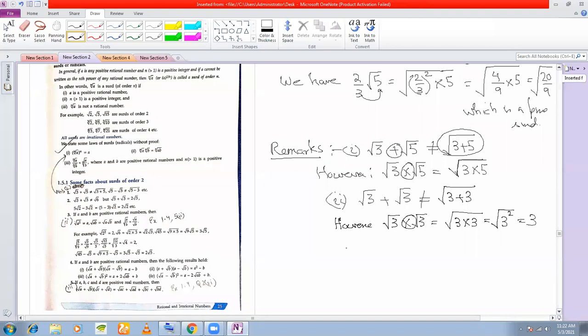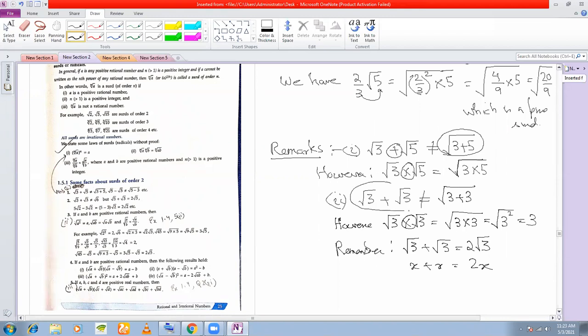Also remember that root 3 plus root 3 is nothing but 2 into root 3. Root 3 plus root 3 is not root 3 plus 3. It is 2 into root 3. Just as you add x plus x is equal to 2x. That's how. Is the comparison clear? Yes, sir.